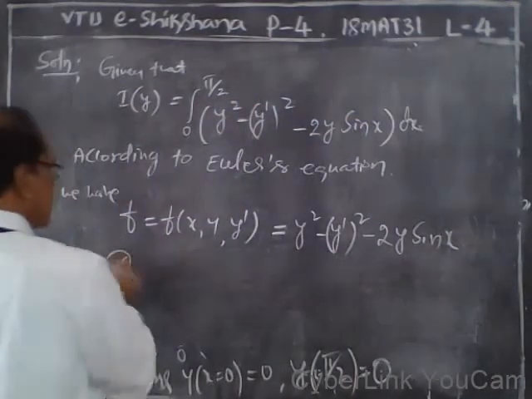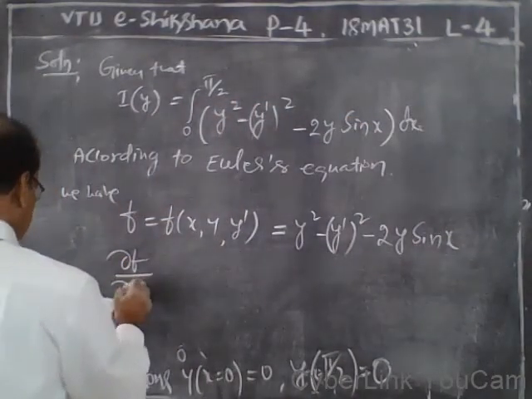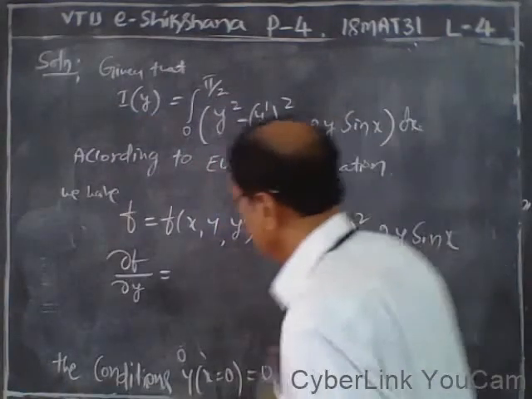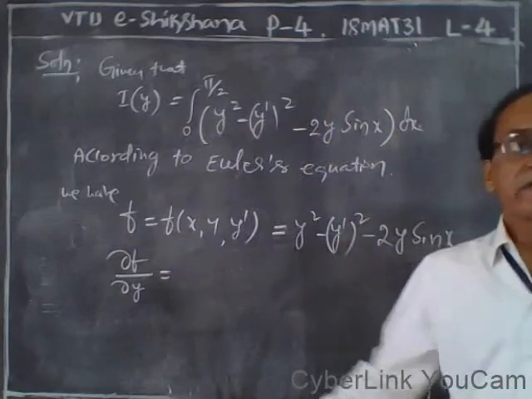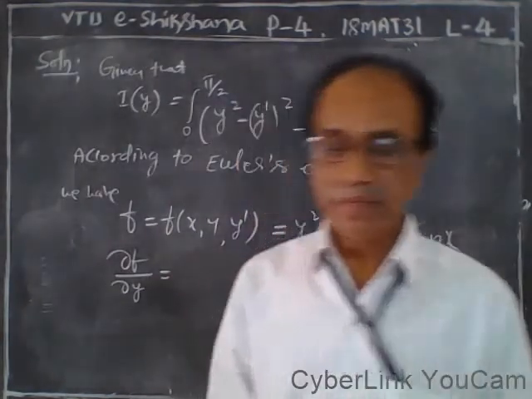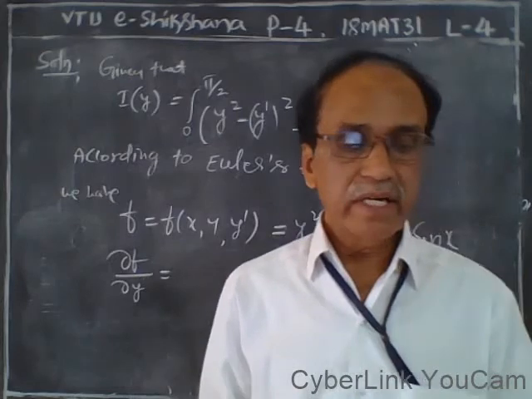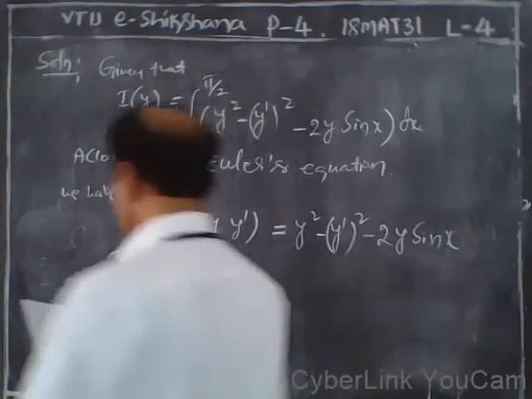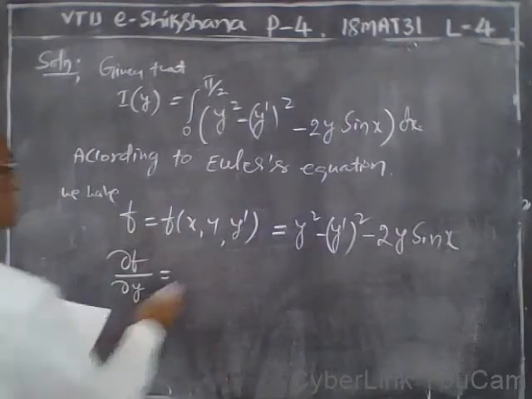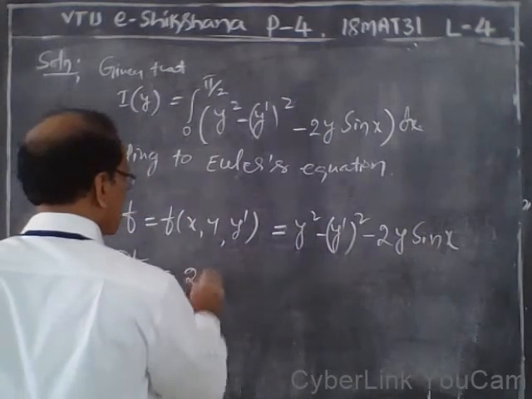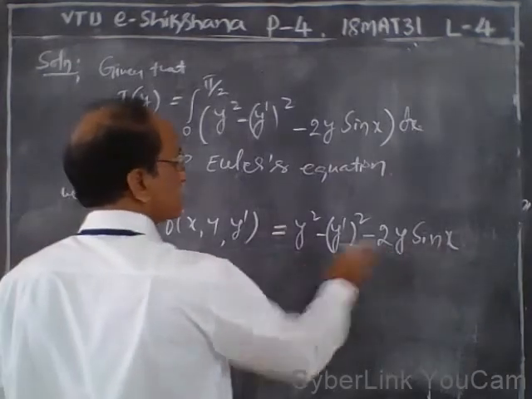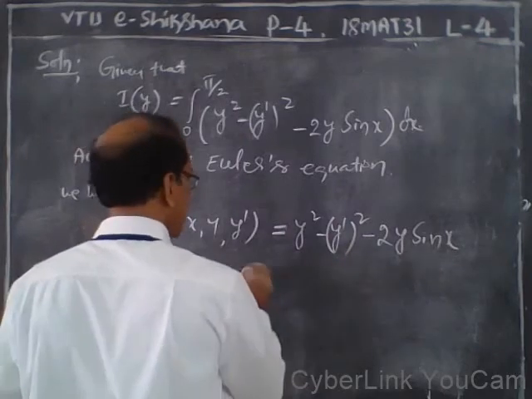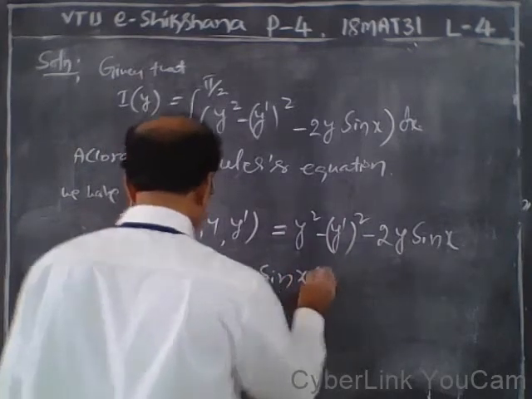Then we consider del f by del y. There are two derivatives in the Euler's equation, del f by del y and del f by del y dash. Therefore, let us calculate like that. Del f by del y is equal to, with respect to y only, 2y, and the y dash term is a different variable. With respect to y, minus 2 sin x.